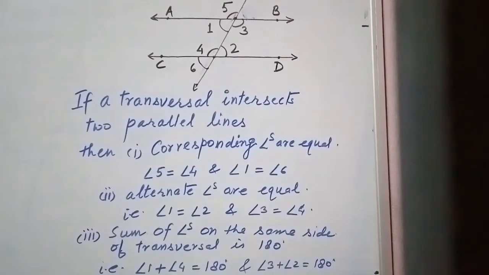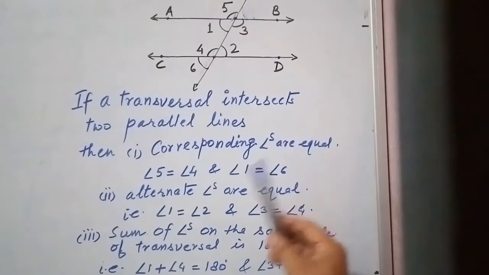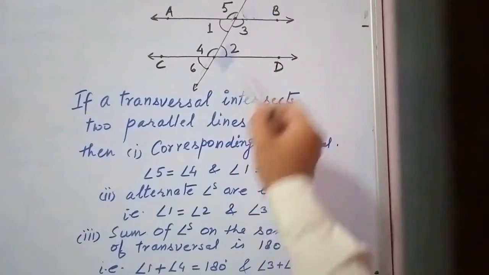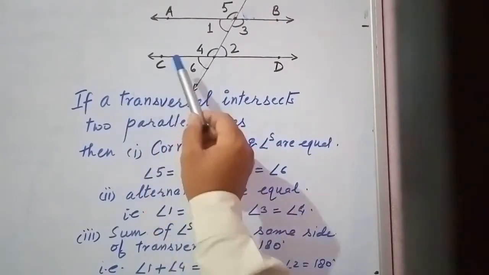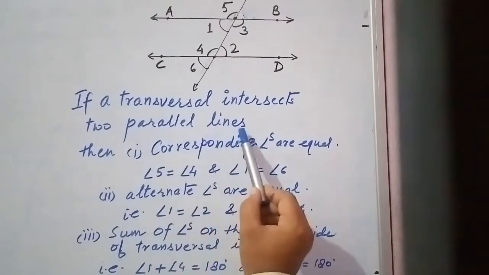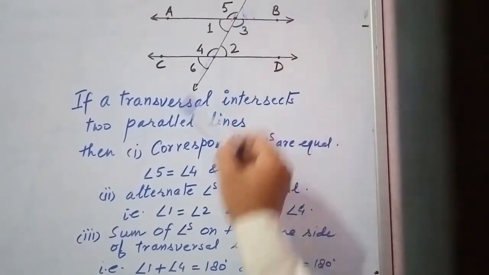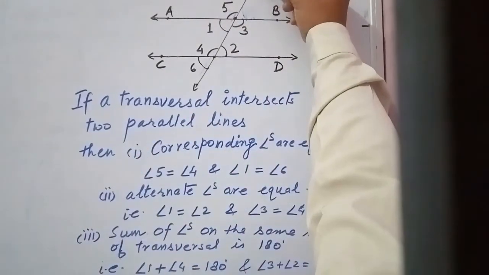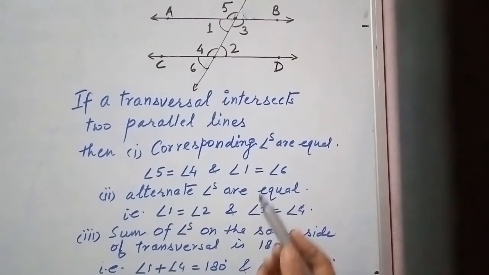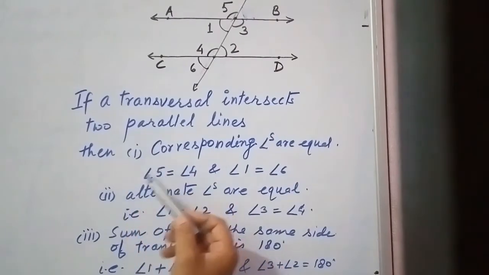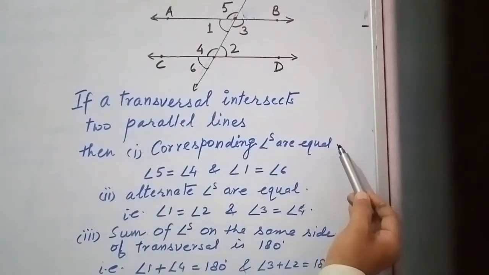Dear student, before we start exercise 6.2 of chapter 6, first we recall parallel lines. If a transversal intersects two parallel lines, here AB is parallel to CD and suppose L is the transversal, L intersects two parallel lines AB and CD, then corresponding angles are equal.